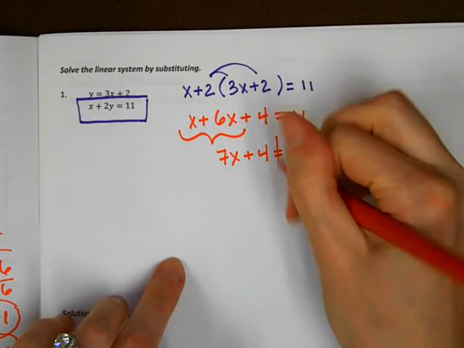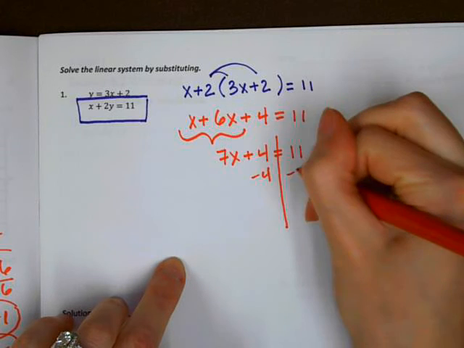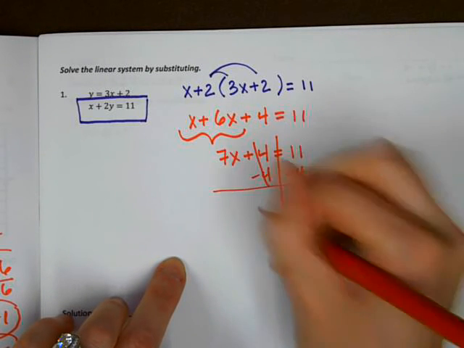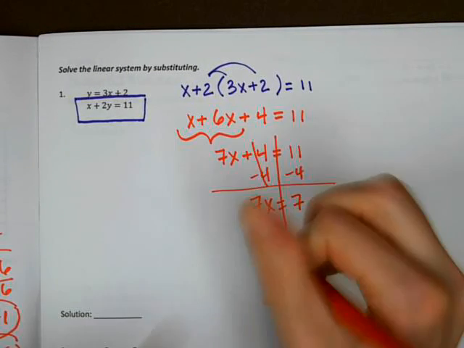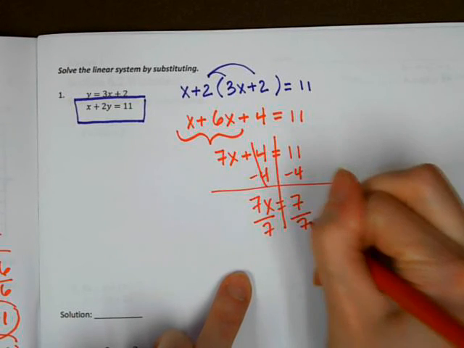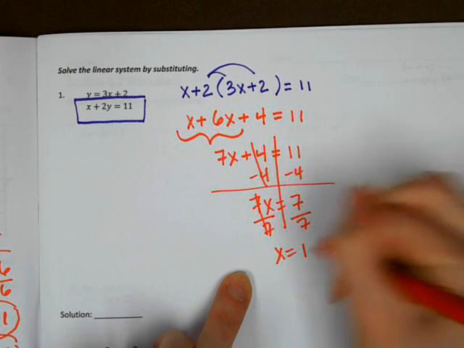And then we're going to draw the wall and minus the 4 from both sides. You guys are pros at this by now. 7x equals 7. And then divide by 7, divide by 7. So x equals 1.